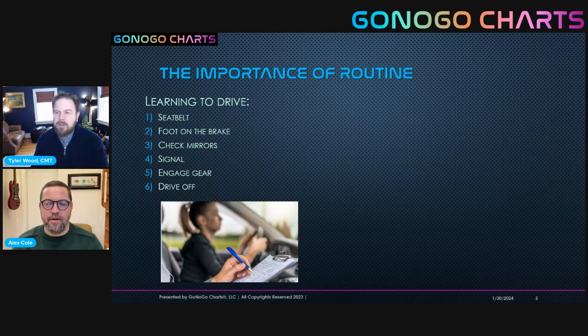But when you think about learning to drive or learning any process or tools, you want to have a checklist. The items or the activities or actions that you're going to take in the exact same order, in the exact same way, every time you approach this inherently risky activity. So in the case of Alex's son learning to drive, we want to make sure that he's wearing a seatbelt, that he has his foot on the brake before he turns on the car or engages the gears.